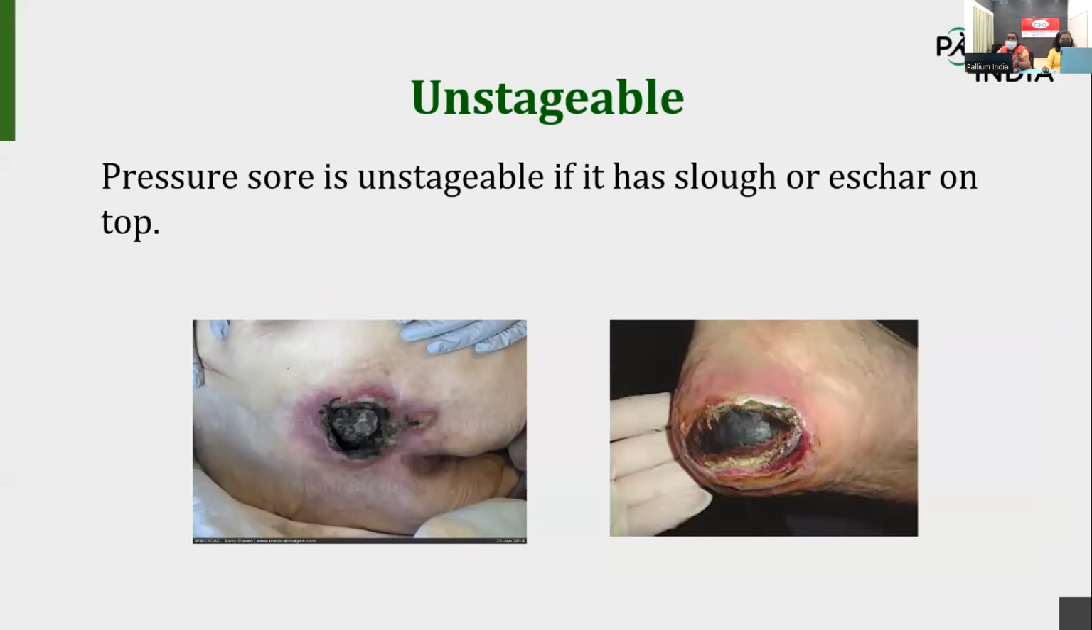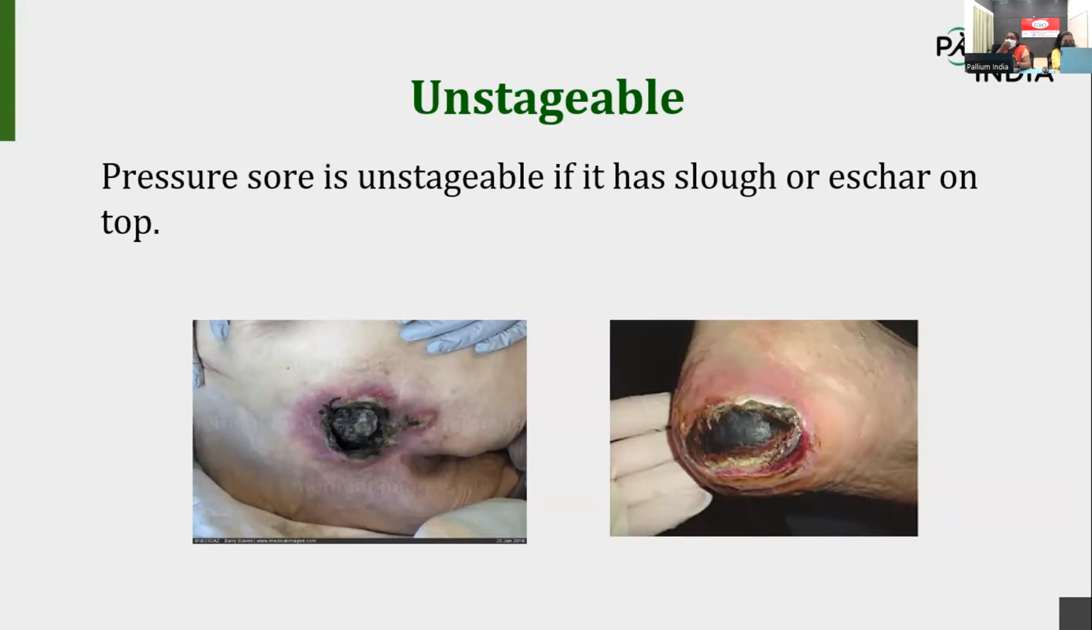When we document it, you have to document it as an unstageable wound. Once we remove the slough or the necrotic tissue from the top of the wound, then only we can find out whether the wound is extending to the subcutaneous tissue or muscle layer. All things you have to find out. So if you see this type of wound, you can document it as an unstageable wound.